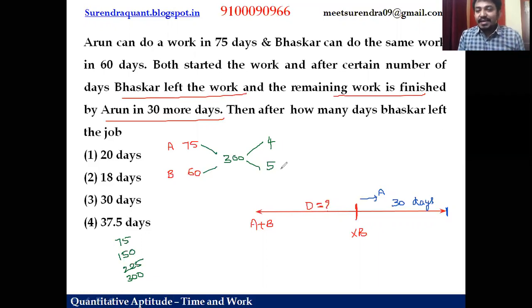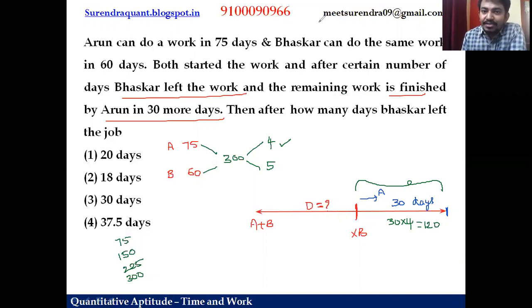Now let us see what is the work done by A in the last 30 days, as he finished the remaining work in 30 days, right? So let us see how much work is finished by Arun in the last 30 days. He is working alone for the last 30 days, right? So one day he can finish 4 units. For 30 days, he can do 30 into 4, which is 120 units. So in the last 30 days, Arun alone finished 120 units of work. But we know that the total work is how many units? 300 units.